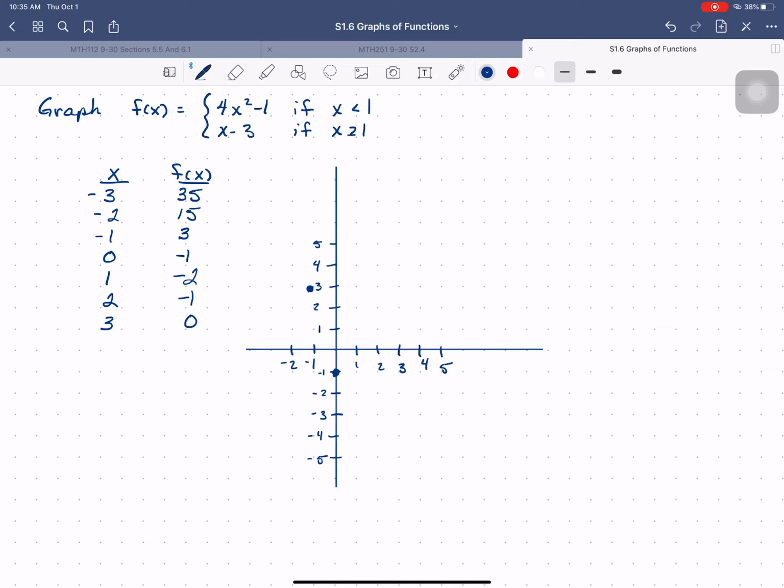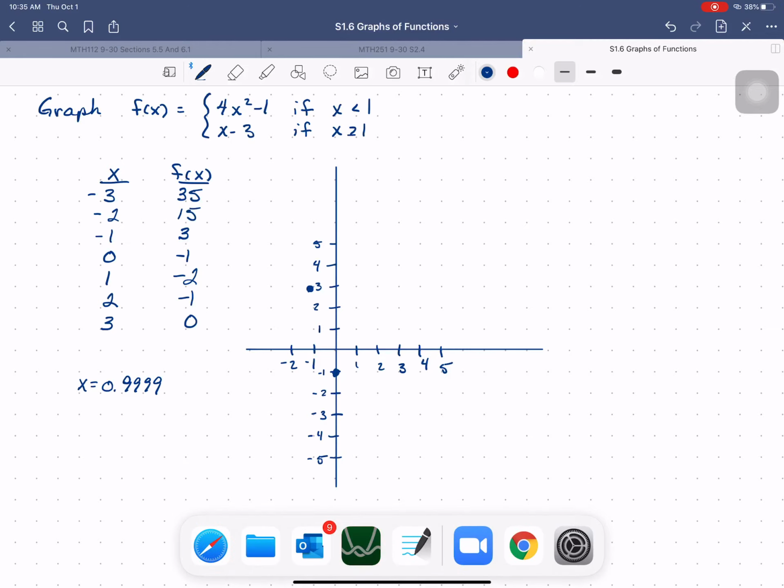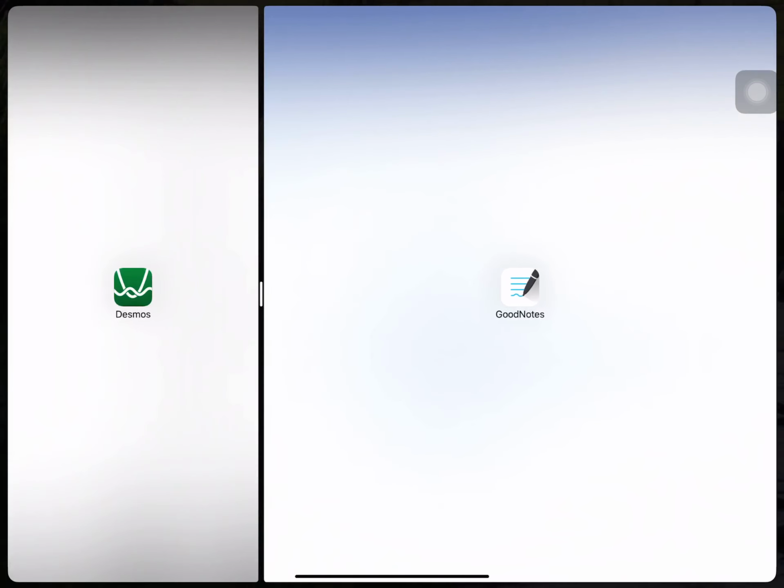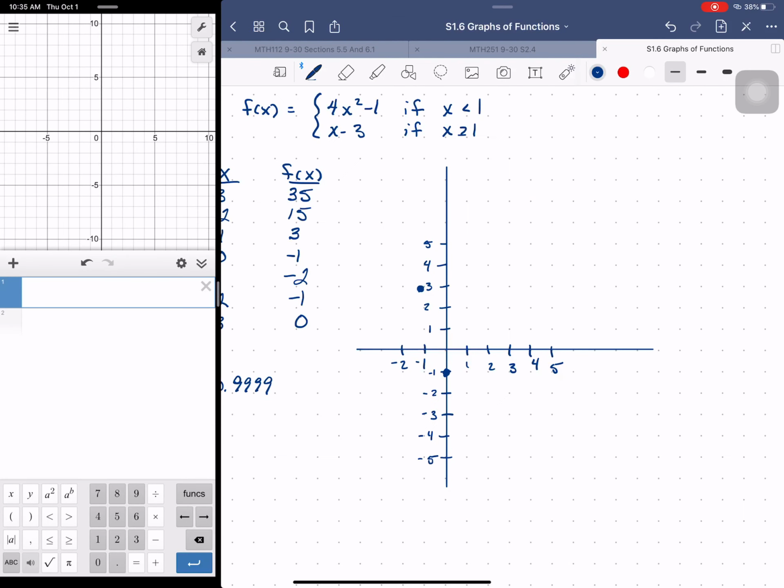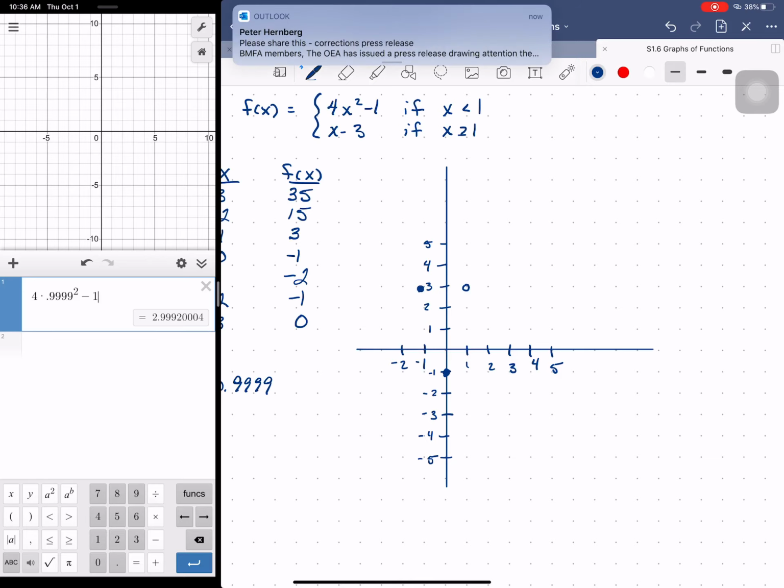So let's talk about where this function comes close to on that top line. Let's say I plug in x is 0.9999, because I want to get really, really close to 1. Let's use my Desmos. 4 times 0.9999 squared minus 1 is almost 3. So what that tells me is that if I could plug in a value of 1 to this, it would be at 3.